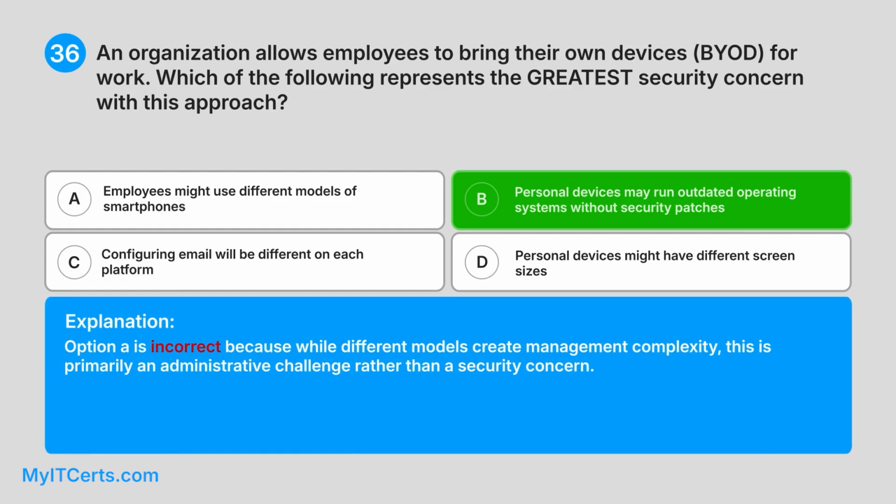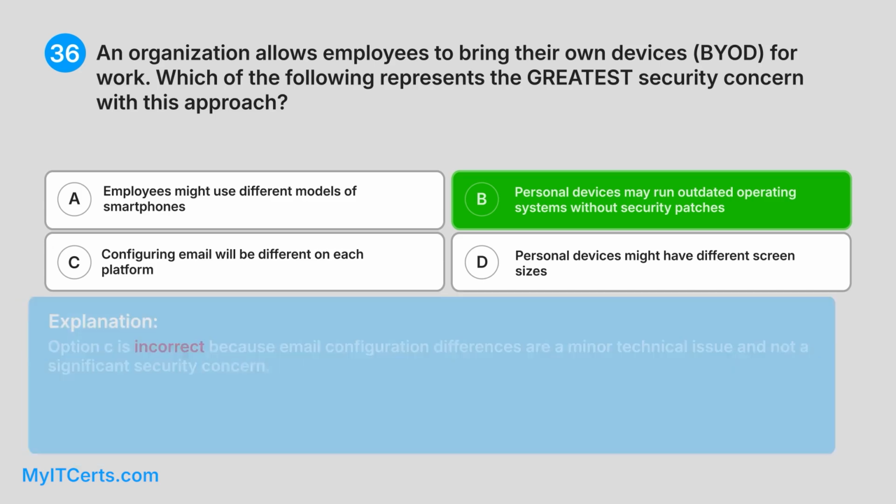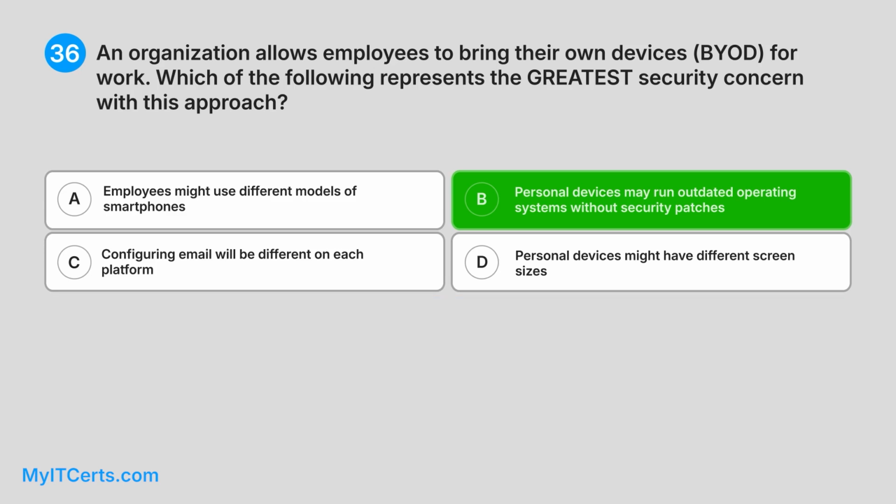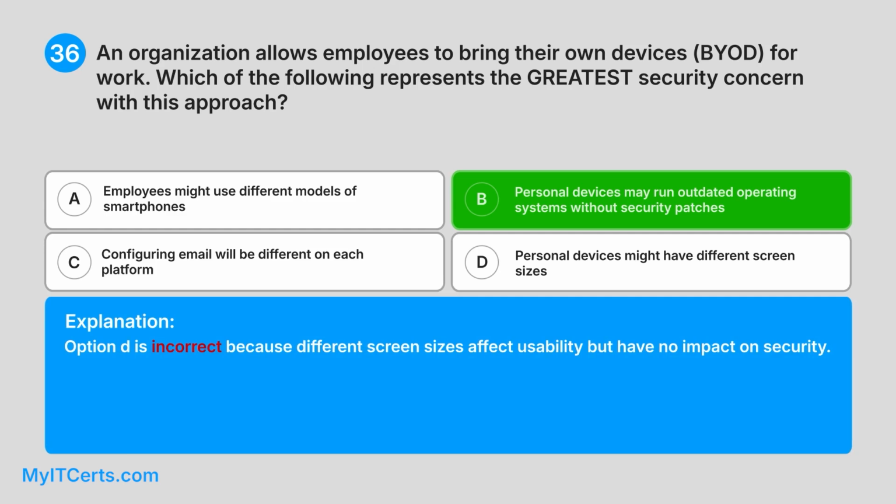Option A, employees might use different models of smartphones, is incorrect because while different models create management complexity, this is primarily an administrative challenge rather than a security concern. Option C, configuring email will be different on each platform, is incorrect because email configuration differences are a minor technical issue and not a significant security concern. Option D, personal devices might have different screen sizes, is incorrect because different screen sizes affect usability but have no impact on security.